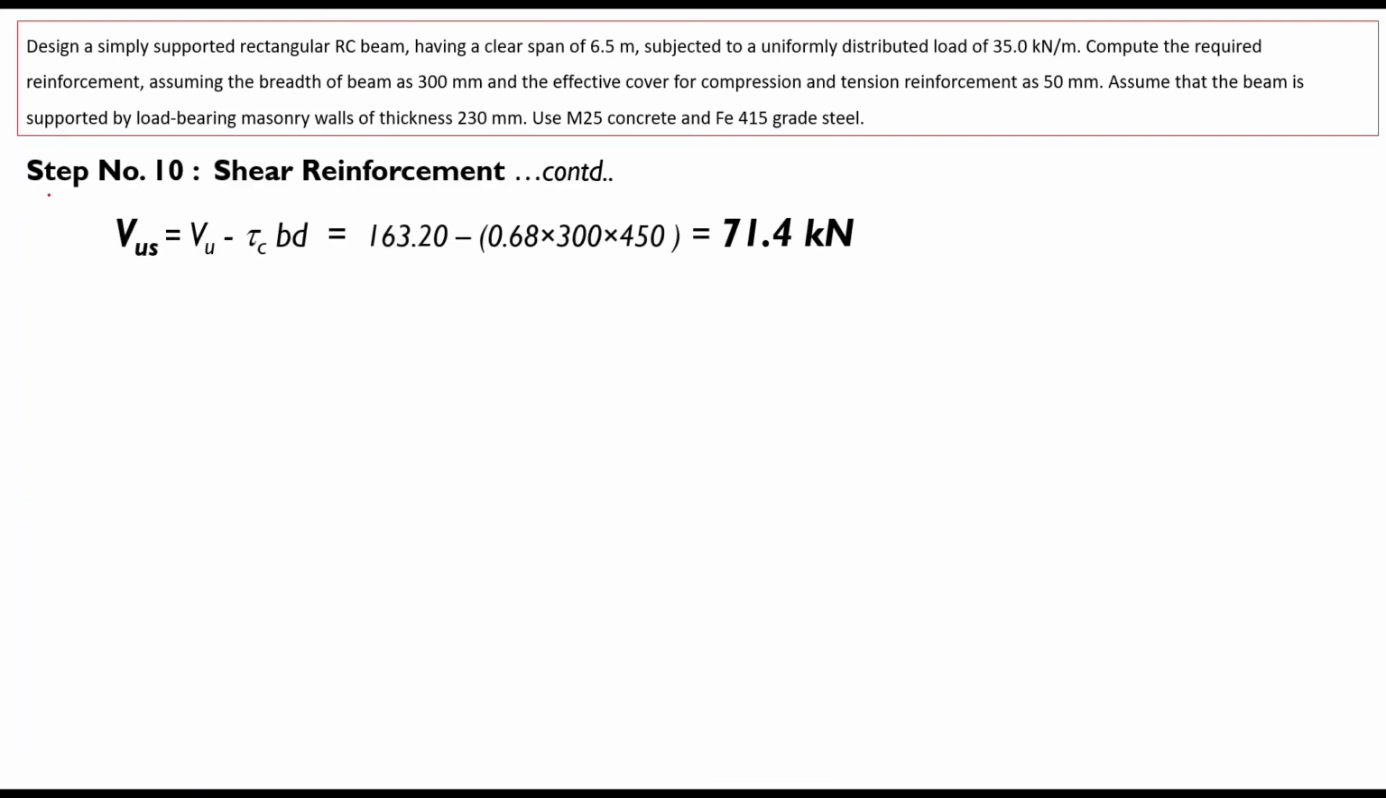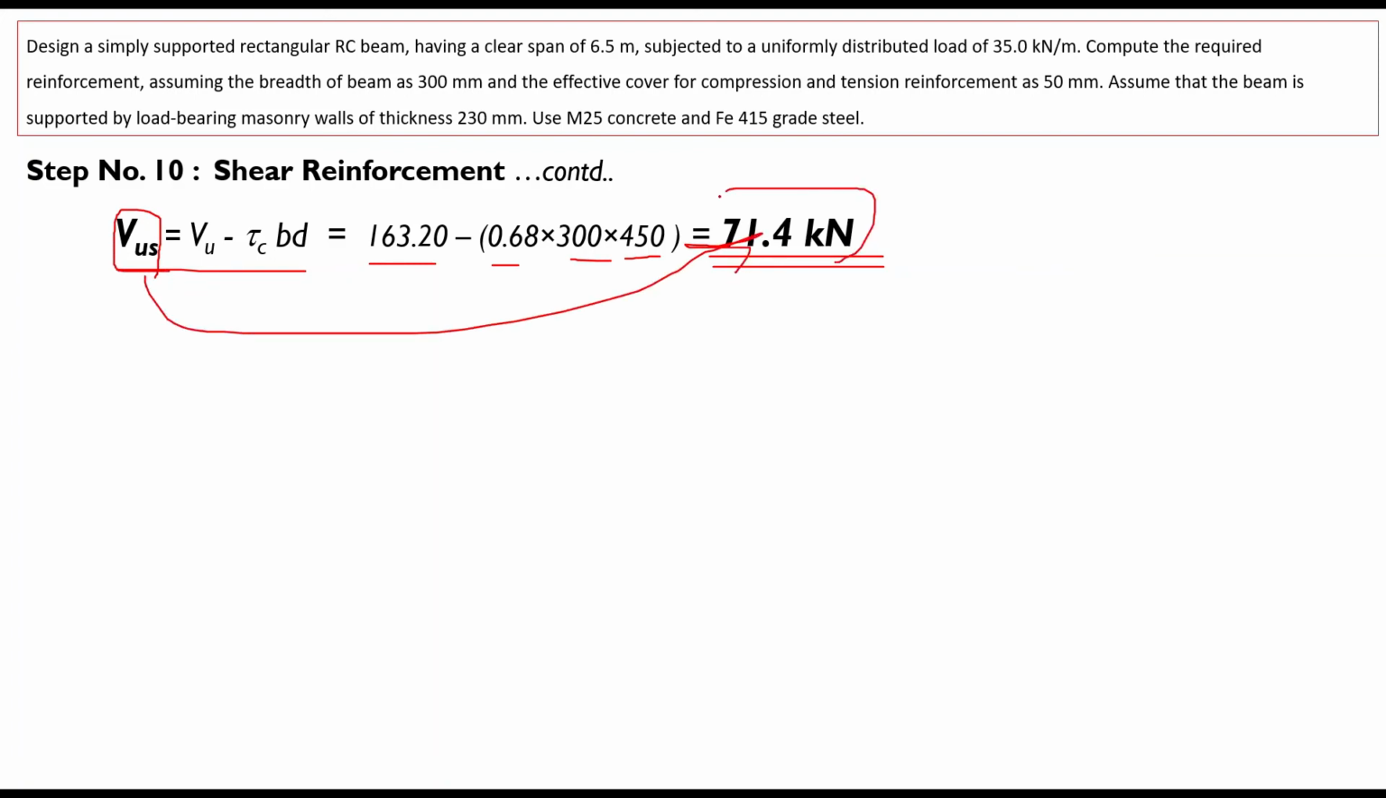So what is VUS? We can just calculate here. VU was 163.2. Tau C we have calculated is 0.68. Width of the section is 300 mm. Affected depth of section is 450. So after doing the calculation, we are able to find out that VUS means shear force which is to be resisted by stirrups, shear reinforcement. This much shear force, 71.4 kilonewton, is the value for which we have to design the shear stirrups.